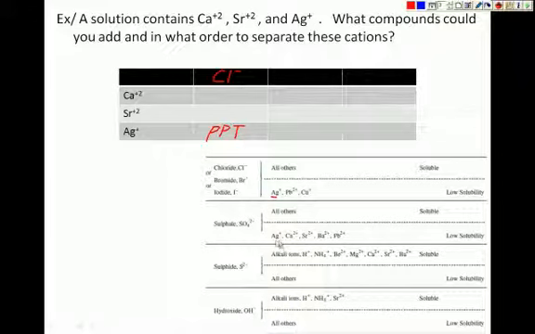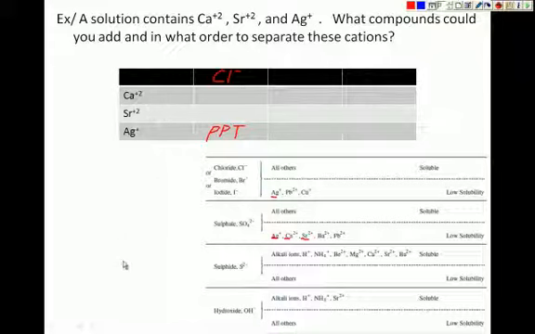So here's one right here. This one removes silver, calcium, and Sr2+. Okay, it removes all three of them. So we could use that one, but it won't separate calcium and strontium here. It won't separate these two. So let's keep on going here. We have here sulfide, which removes calcium and strontium here. So again, it won't separate these two again.